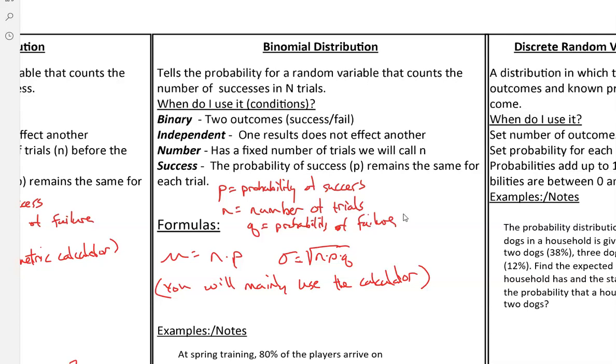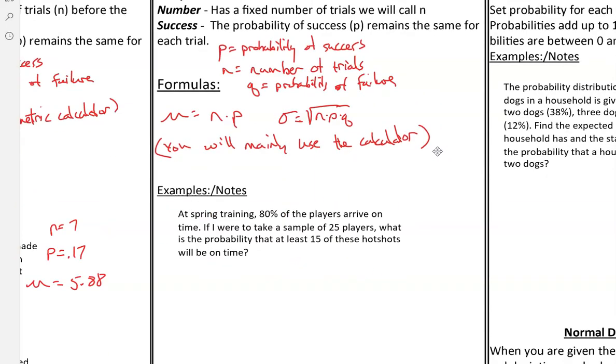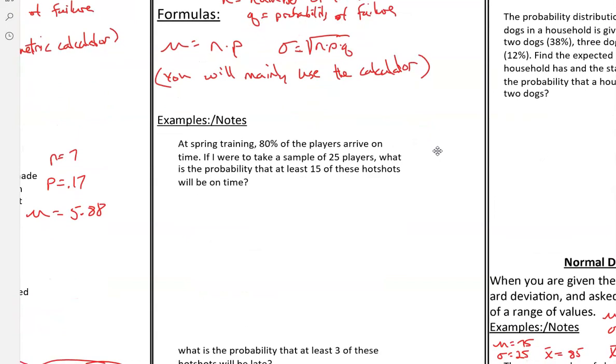So there's two formulas. The mean is n times p. That makes sense, right? The number of trials times the probability of it happening is going to be the number of successes. And the standard deviation is the square root of n times p times q. But you're mainly going to use the calculator, Staplet, for that because it tells you the mean and standard deviation. So let's look at an example.